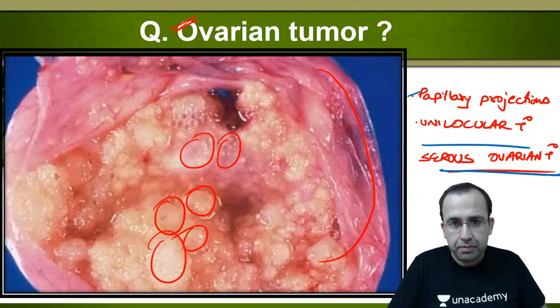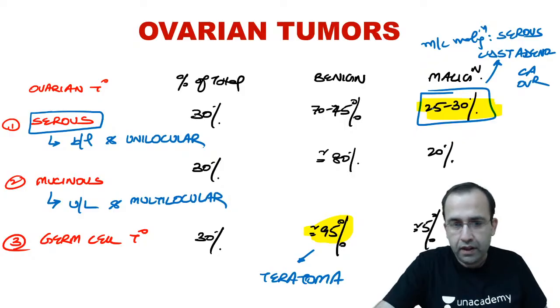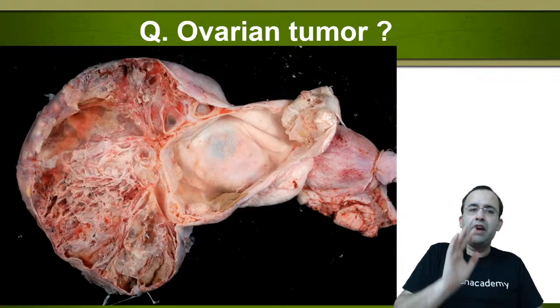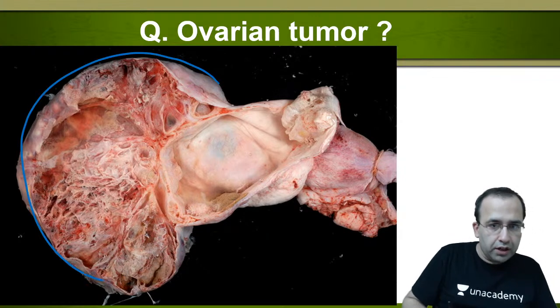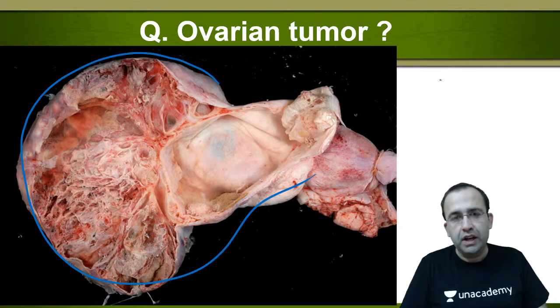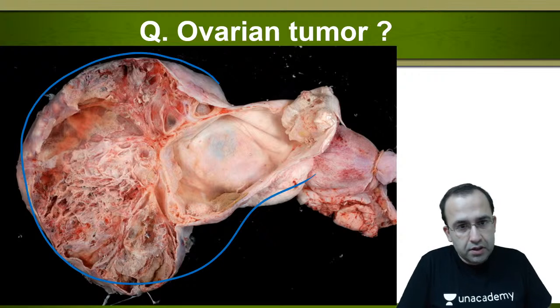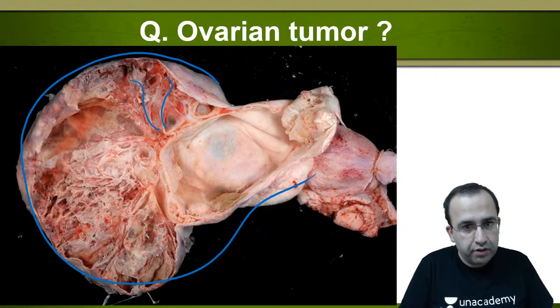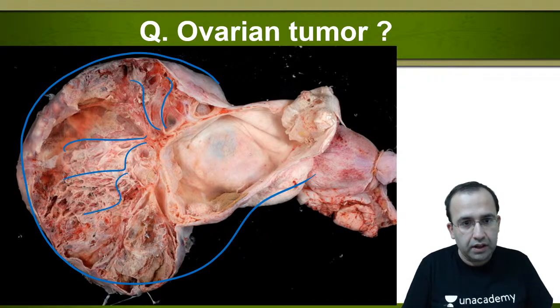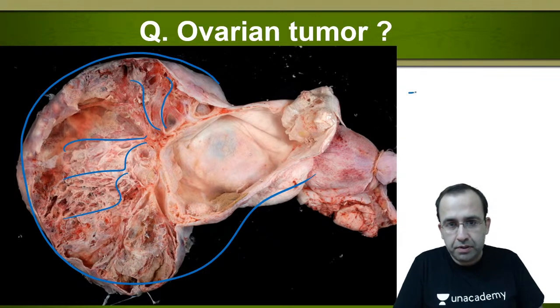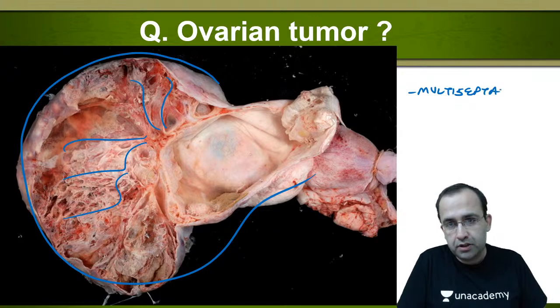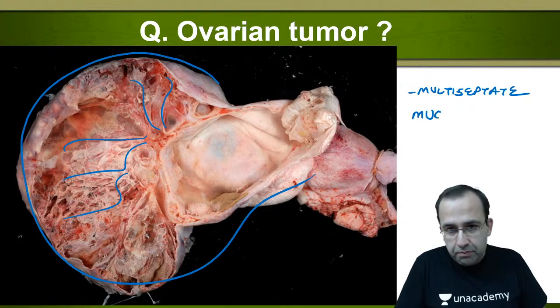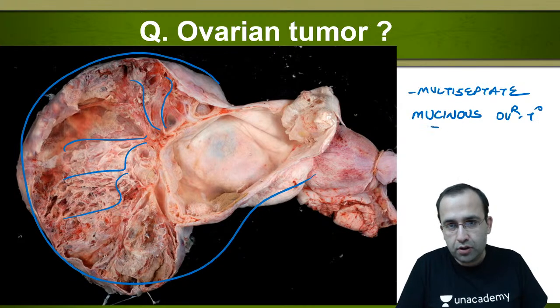You have the presence of papillary projections and it is unilocular in nature. Versus, have a look at this one. Firstly, it is a very large ovarian tumor. Next, showing the presence of multiple septa in between. It is multiseptate. So diagnosis, multiseptate and extremely large. Diagnosis, mucinous ovarian tumor.